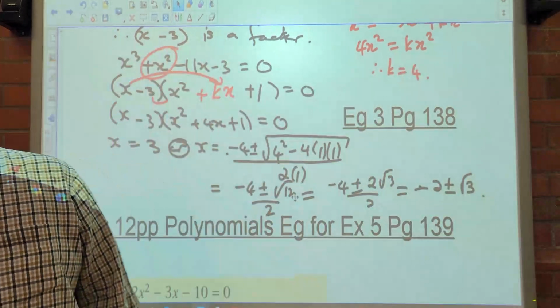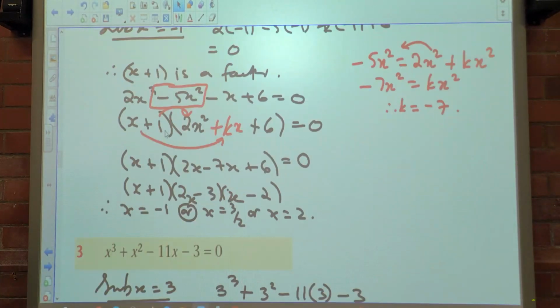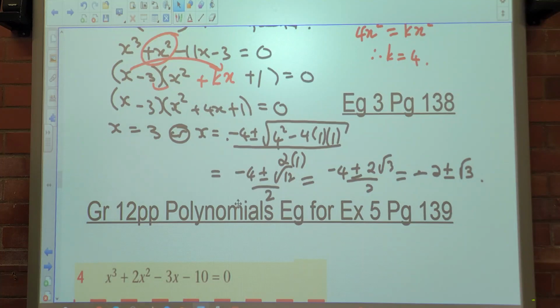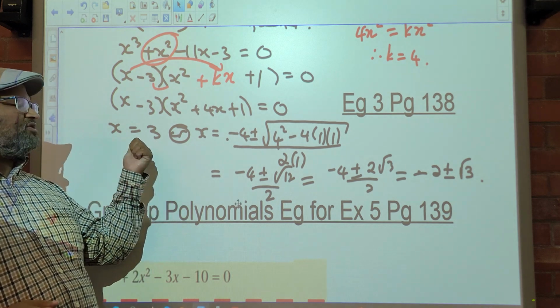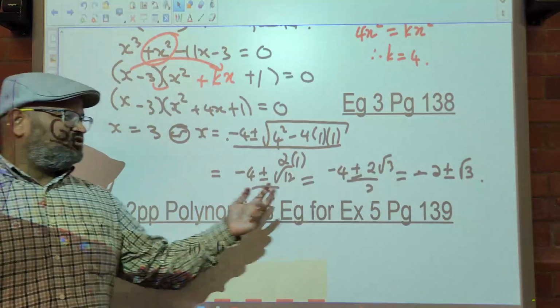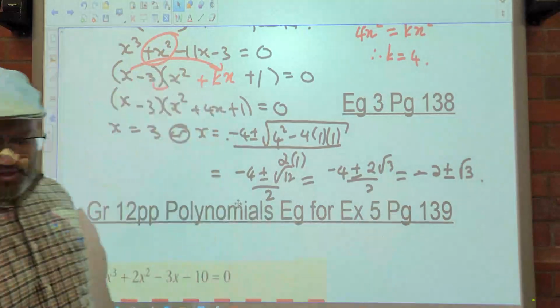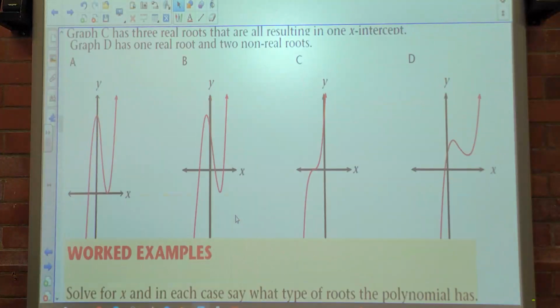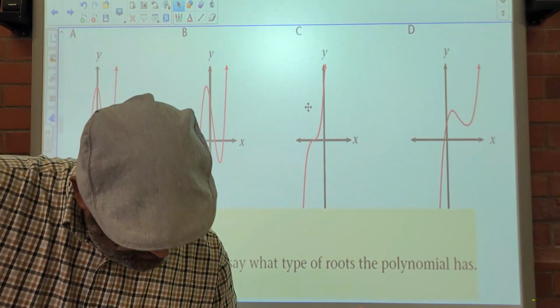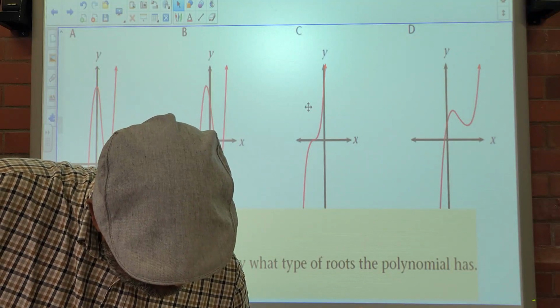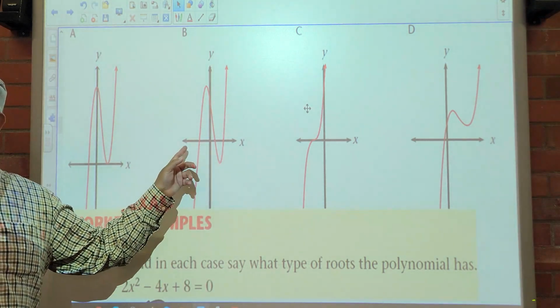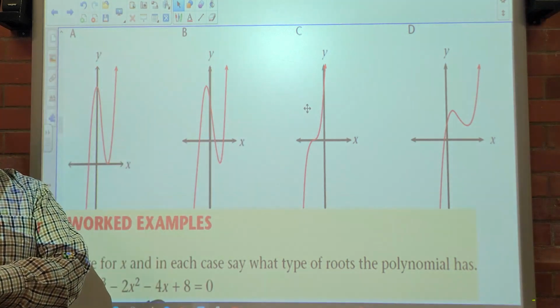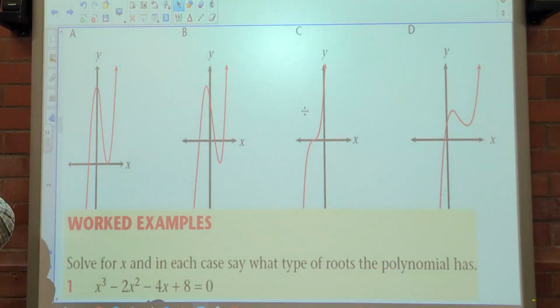So what can we say about the nature of these roots? They are three distinct, or three different, roots. Not so? One is rational and two are irrational. So which type would that be? This would be, again, B. Why? Because it's 3 roots. It's going to cut your axis at 3 different places. Does it make sense? Okay.